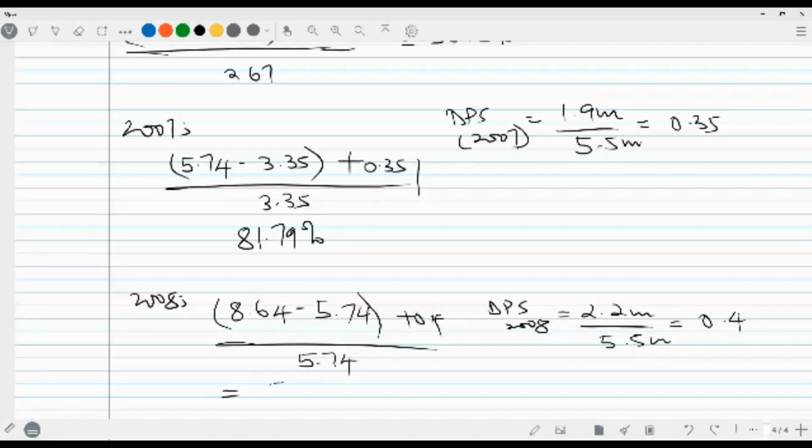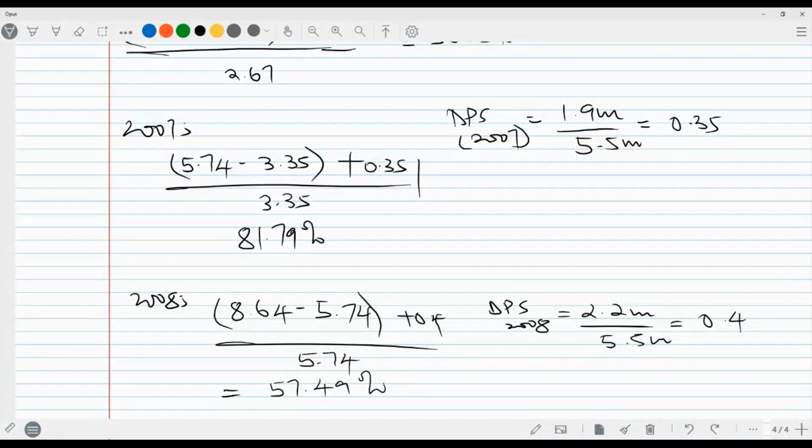57.49%. Same comment that we can make also here, that the company has achieved a return of 57.49% compared to what was required of 14%. So it has surpassed even what the shareholders were requiring of 14%.